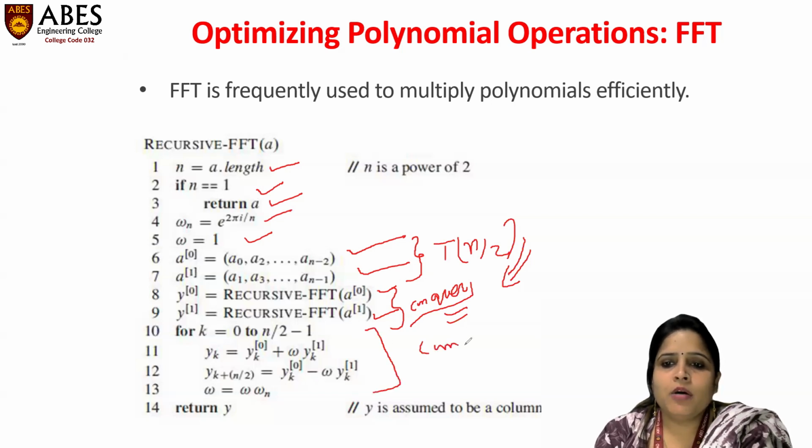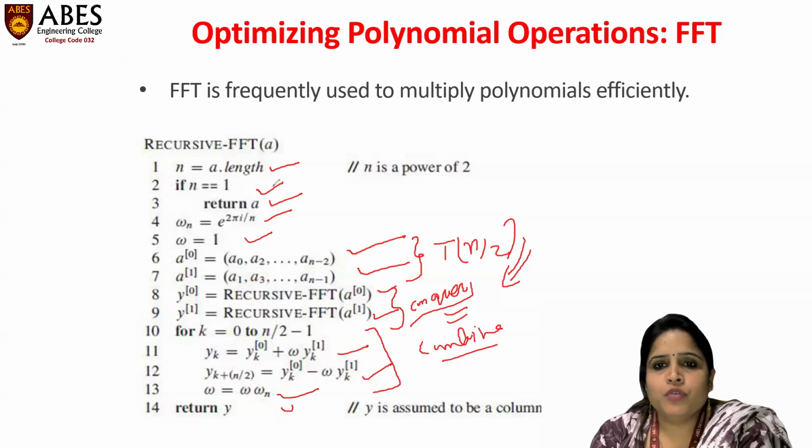After recursively solving these two sets of problems, we perform step number 3, that will be to combine all these solutions, that is, for k equal to 0 to n by 2 minus 1. Here y of k is equal to y of k 0 plus omega times y of k 1, and y of k plus n by 2 is equal to y of k 0 minus omega times y of k 1. So here omega is equal to omega times omega of n, and last we return y as the solution.